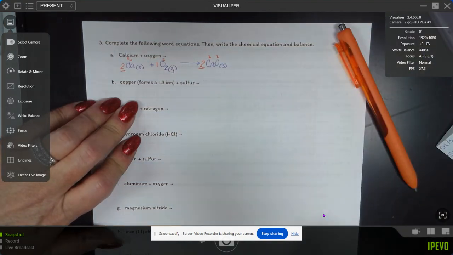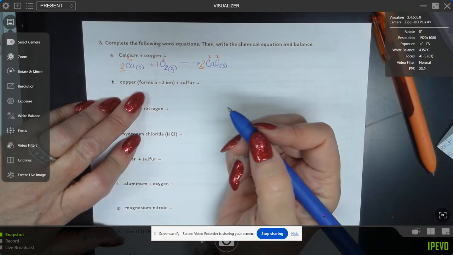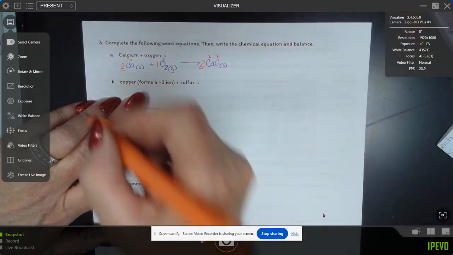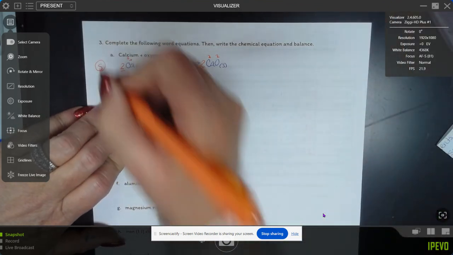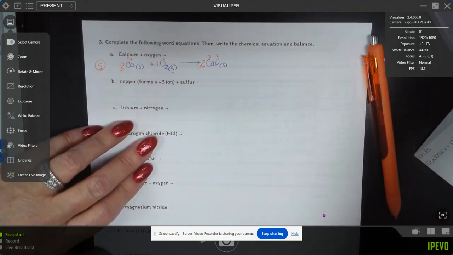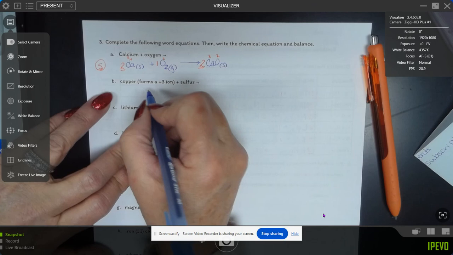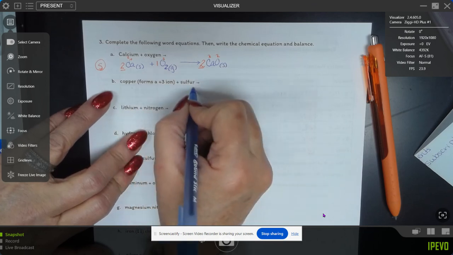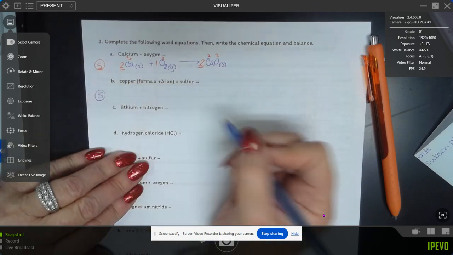By the way, synthesis or decomposition. Hopefully this is easy peasy now. This is a synthesis because we're reacting two elements together to form a compound. All right. Letter B, copper plus sulfur. So another synthesis.